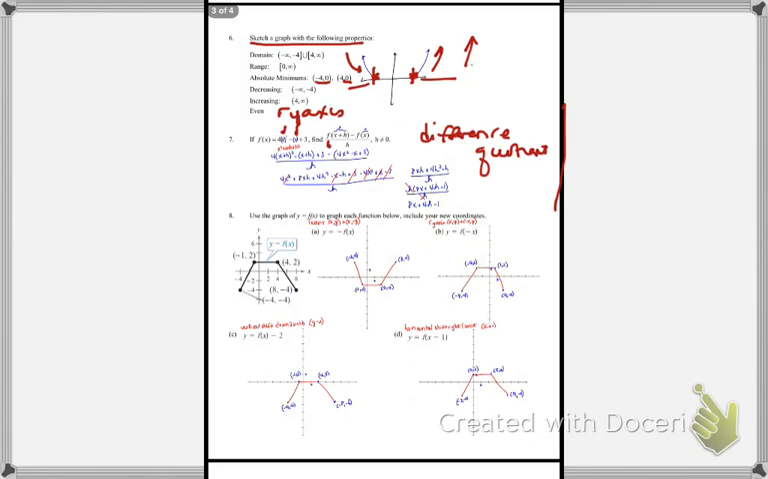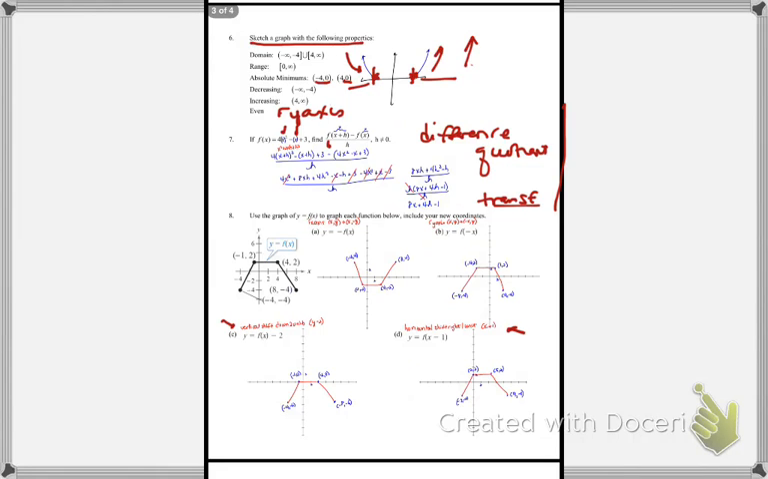In this section, we discuss your transformations. Make sure you know all the right words to use. Vertical shifts, up and down, horizontal shifts, left and right, reflections over the axes, and vertical stretch and vertical shrinks.